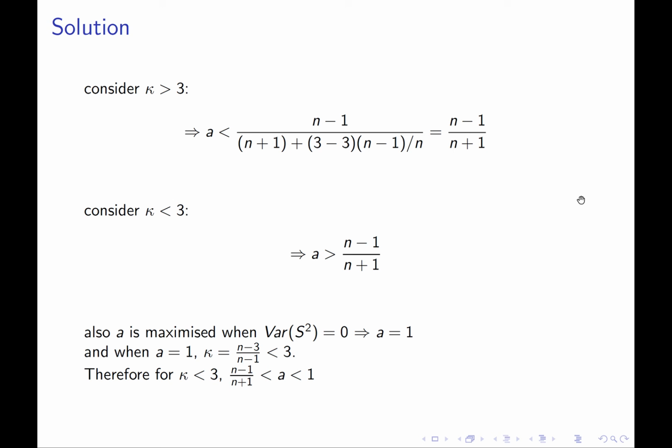And when a equals 1, our kurtosis is equal to n minus 3 on n minus 1, which is less than 3 as well. So this means that a has to sit in between n minus 1 on n plus 1 and 1, because a is maximized at that other point. So then we're done.